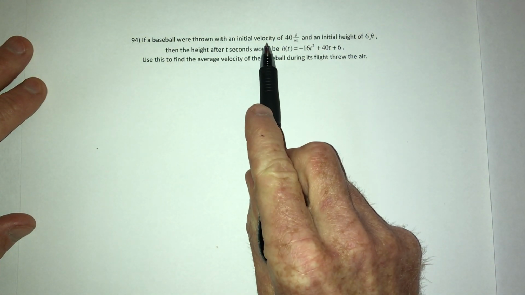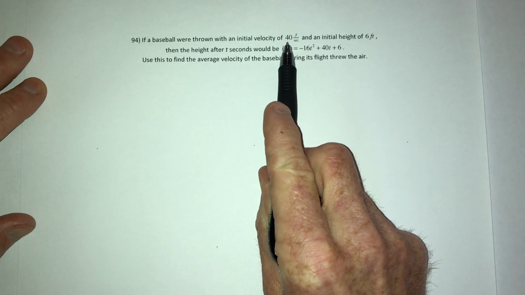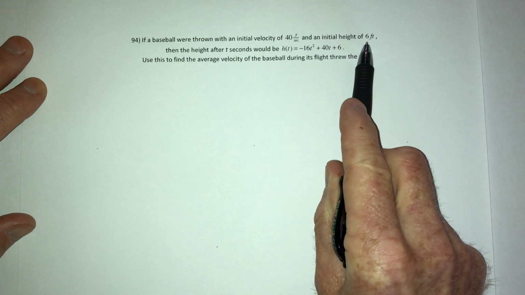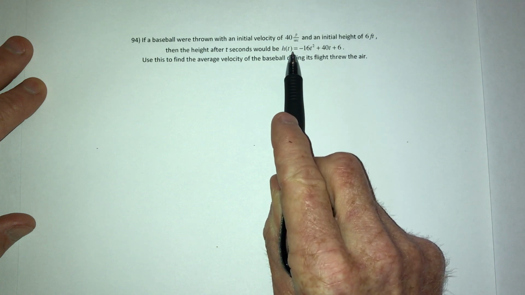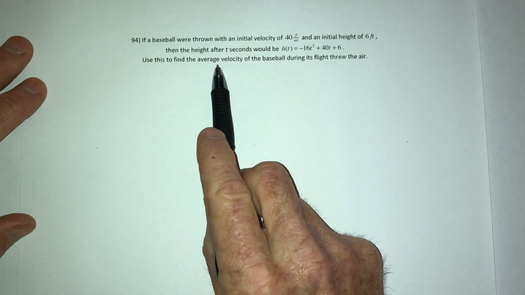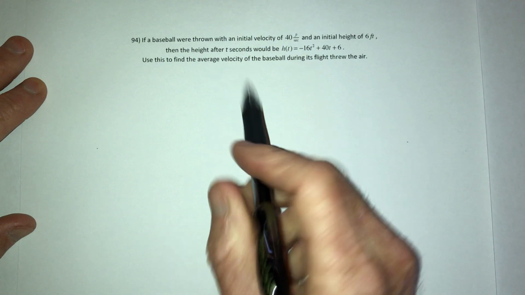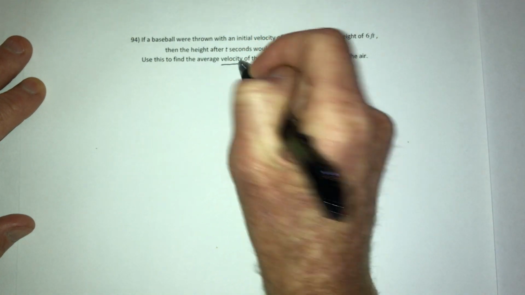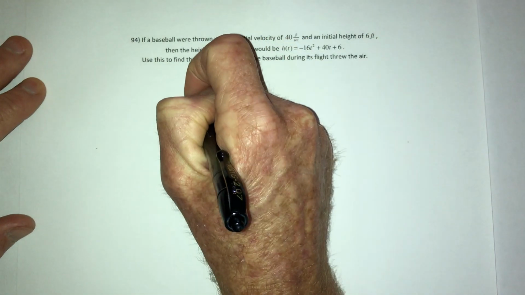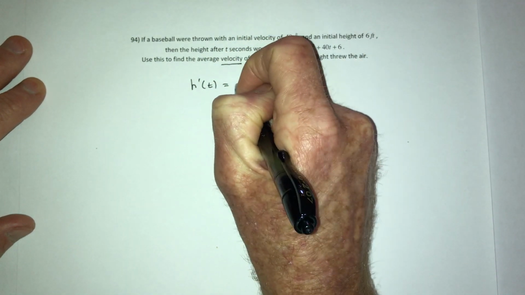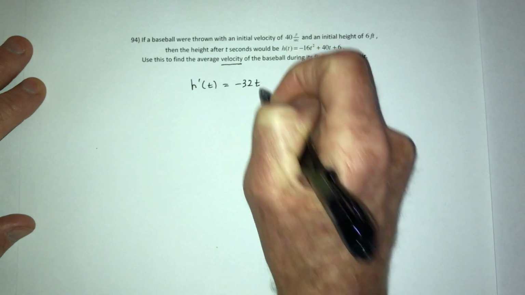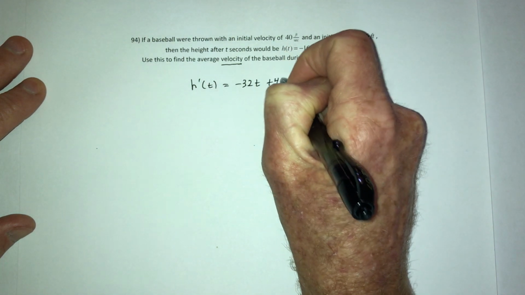So this baseball is thrown with initial velocity of 40 feet per second, initial height of 6, which then gives us this formula right here for the height of the baseball. Then find the average velocity. So for one thing, we're going to need to take the derivative to find the velocity. So that's going to be negative 32t plus 40.